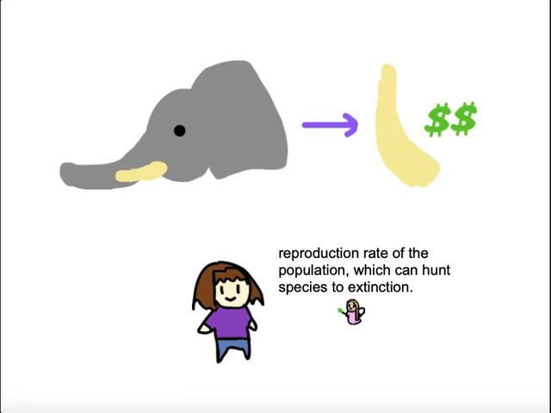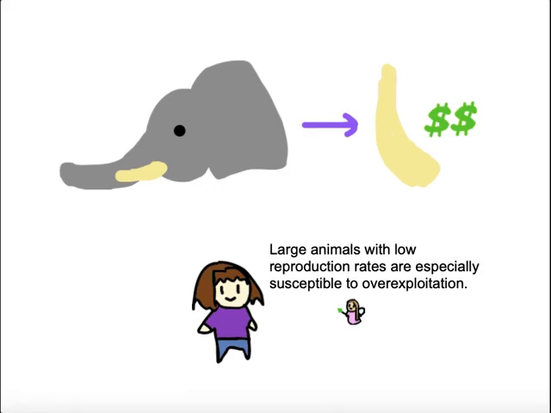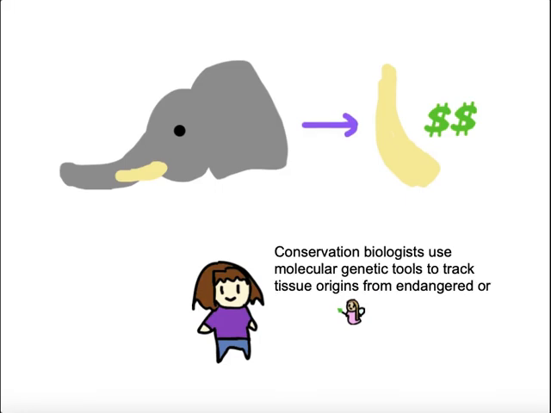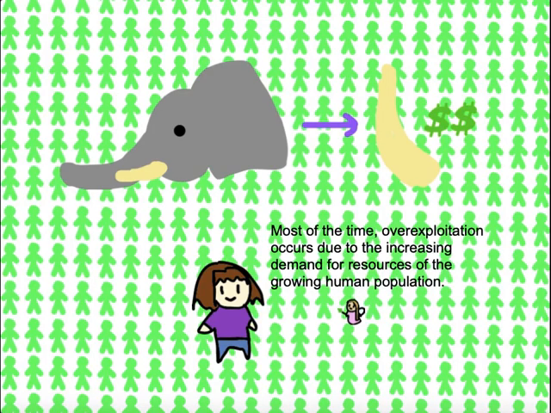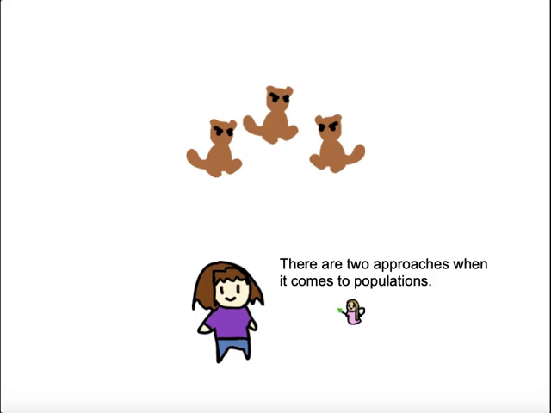Lastly, overexploitation is the human harvesting of wild organisms at rates that exceed the reproduction rate of the population, which can hunt species to extinction. Large animals with low reproduction rates are especially susceptible to overexploitation. Conservation biologists use molecular genetic tools to track tissue origins from endangered or threatened species to make maps for determining illegally harvested species. Most of the time, overexploitation occurs due to the increasing demand for resources of the growing human population. There are two approaches when it comes to populations.